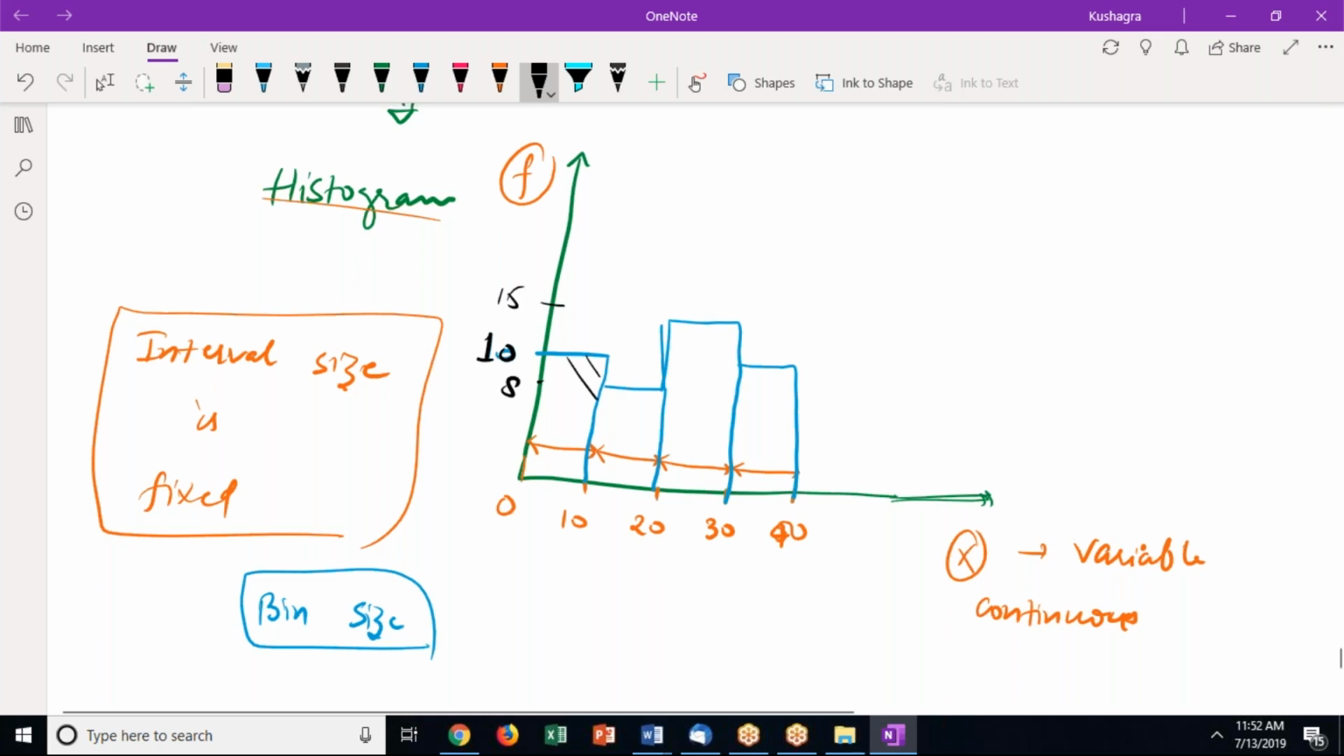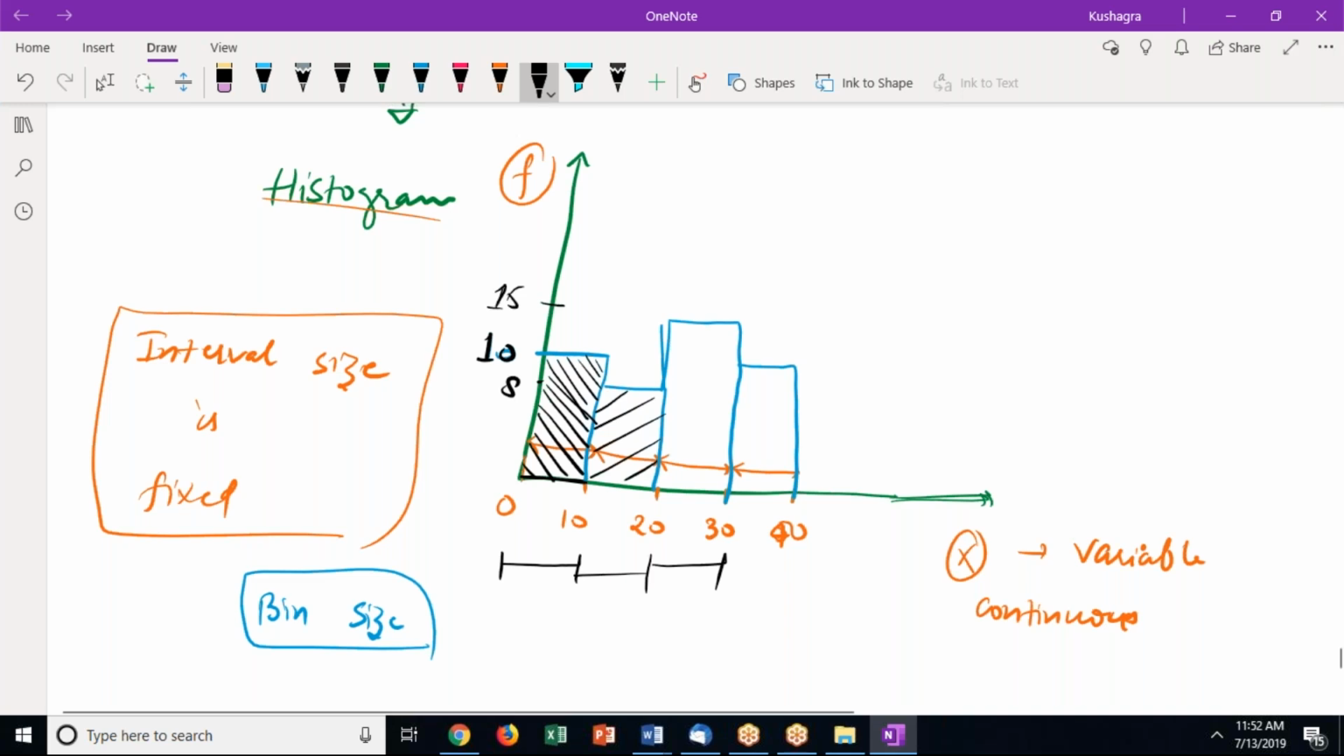Now, what is the interpretation if I just take this bin? This is one single bin, right? Between 0 and 10. What is the interpretation of this particular bin? It says that in my data set, when I go from 0 to 10, there are 10 values which lie between 0 and 10, right? Similarly, between 10 and 20, 8 data points exist, right? Similarly, between 20 and 30, there are 15 data points. Okay, and so on and so forth.